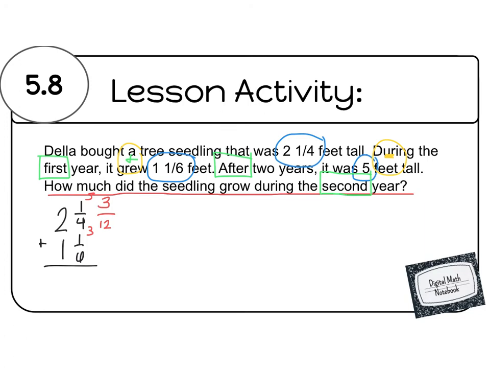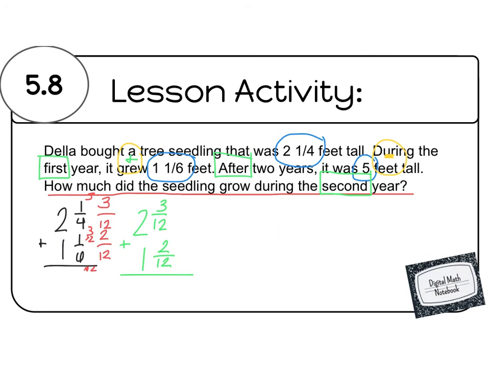And let's do the same for the 6. We're going to change the 6 into a 12. In order to change 6 into a 12, we multiply by 2. If I multiply by 2 on the bottom, I have to multiply by 2 on the top. And 1 times 2 is 2. And that's kind of squishy, so let's rewrite it. So I have 2 3/12 plus 1 2/12. All right, now that we have common denominators, we can add.